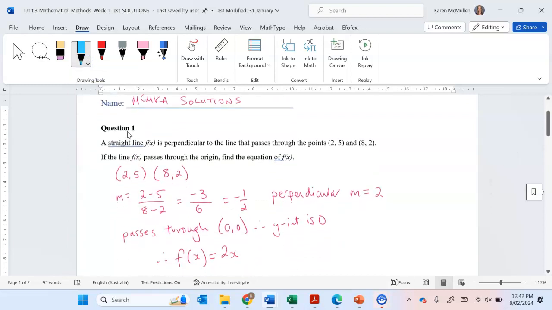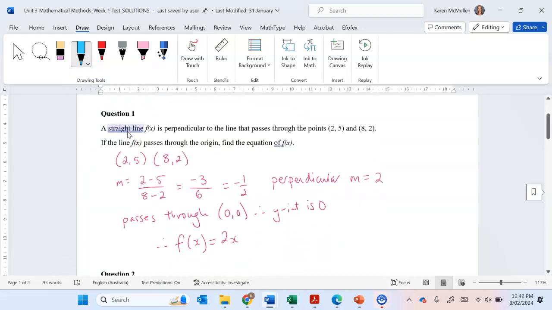Okay, so question number 1. A straight line is perpendicular to the line that passes through the points (2, 5) and (8, 2). So this is important information, so I'm going to circle that. If the line passes through the origin, also important information, then we've got to find the equation of f(x). So another bit of information I should have circled is perpendicular.